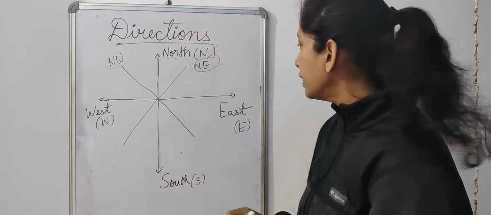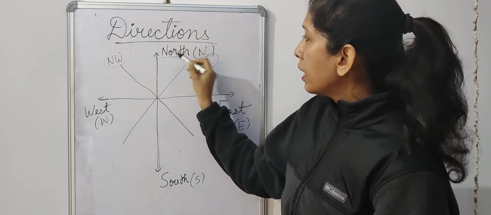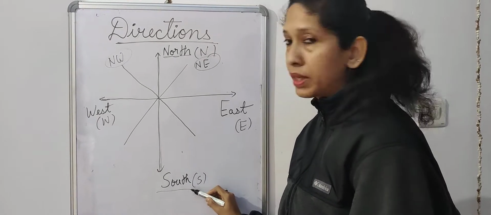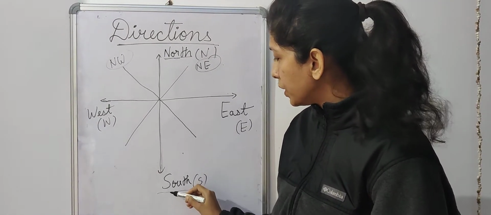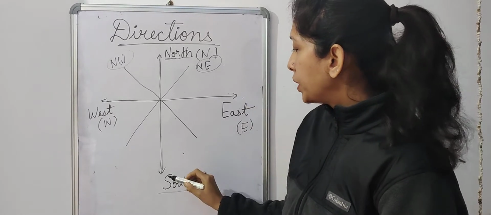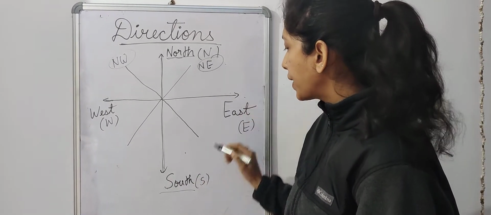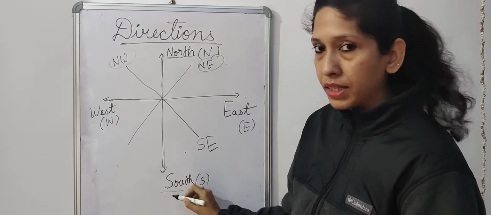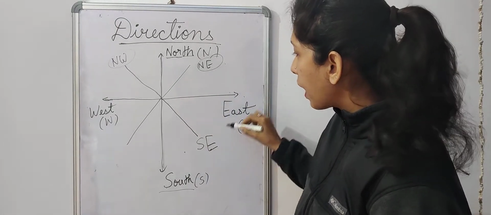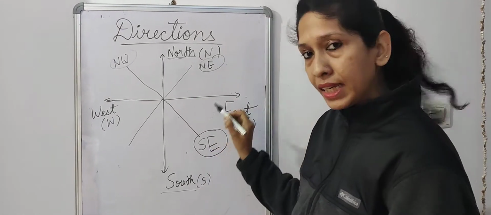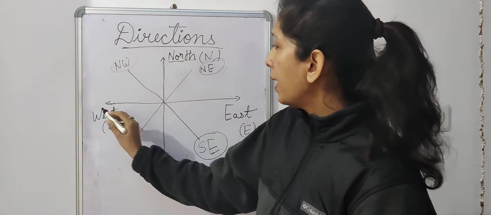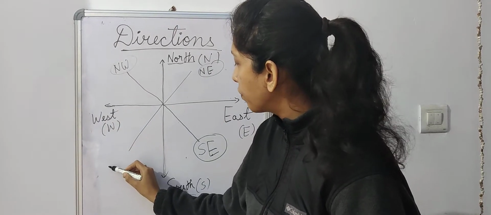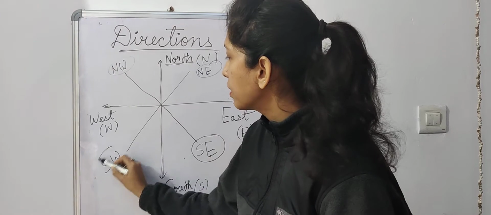Let us come to the bottom side. As we have seen, at the top side we have taken north first. Same, we are going to take south first from the bottom side. So children, south and east. Between the south direction and the east direction, there is the southeast direction. First we are taking south and then east. The middle part of both of them is southeast. And south and west. Between the south direction and the west direction, the middle part of it is known as the southwest direction.